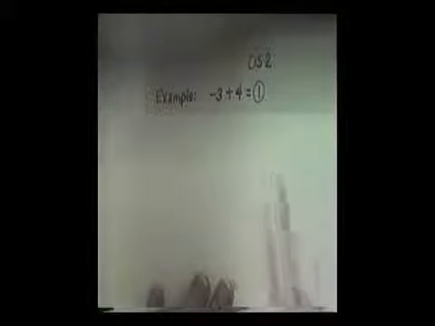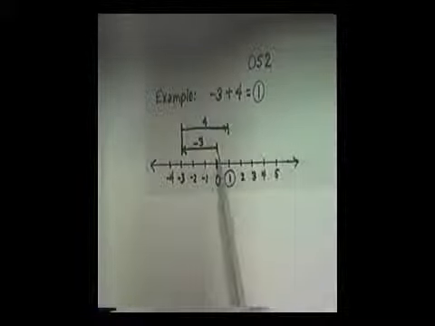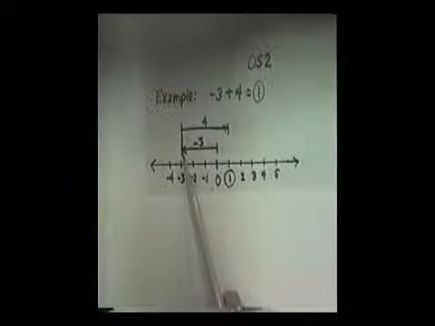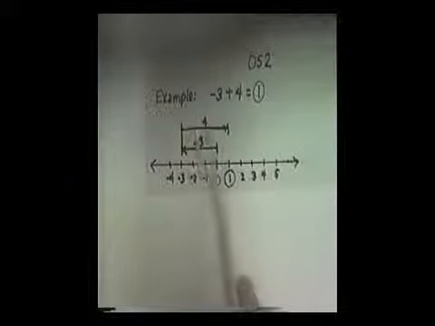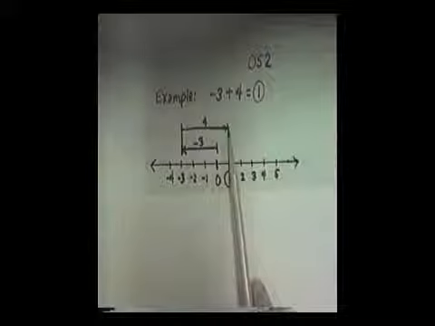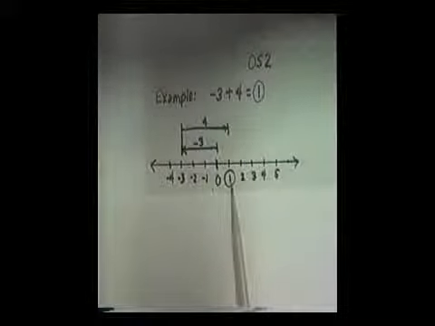One more example. We add negative 3 plus 4. Starting at 0, we go to negative 3, then pick up there and go 4 to the right. The answer, 1, lies below the tip of the last arrow.